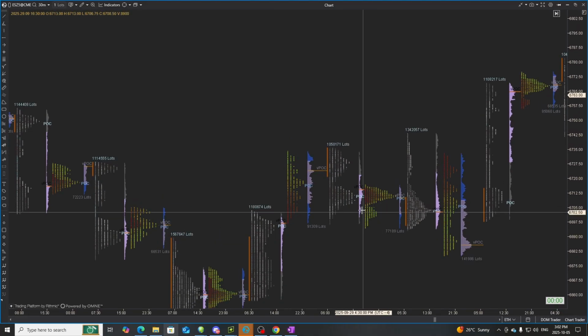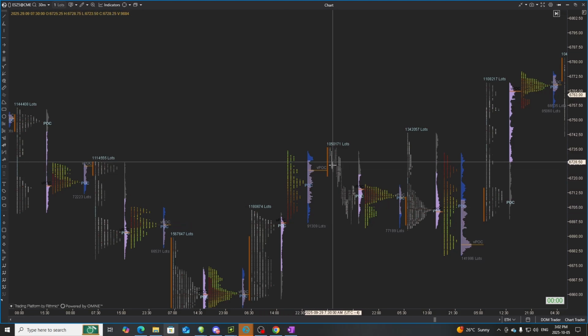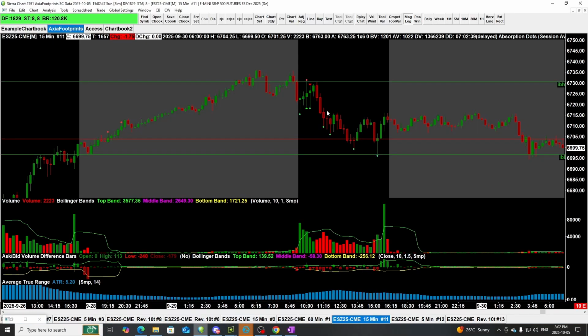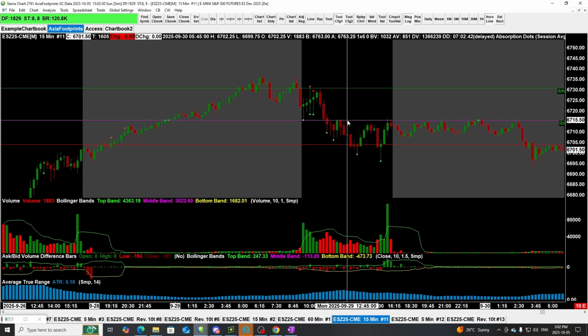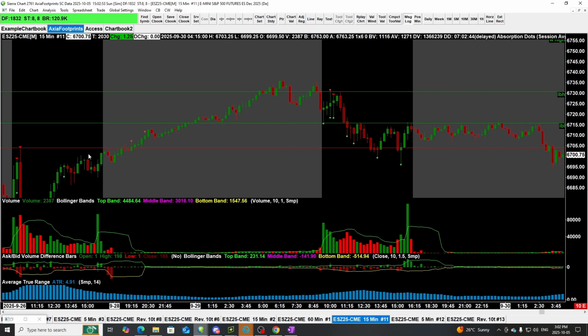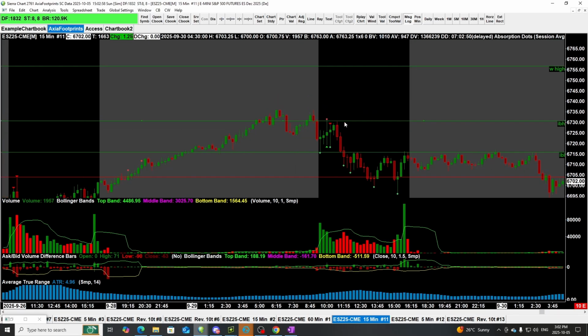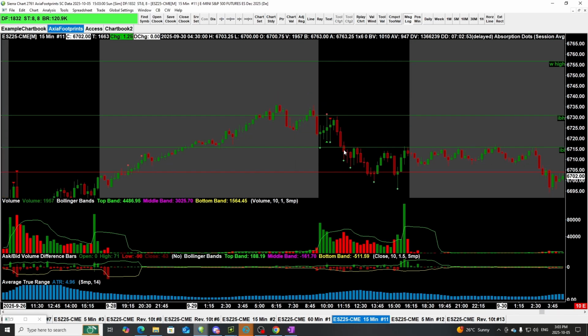On Monday we opened imbalanced, okay, and then we did the break of initial balance to close the gap. Okay, so now let's see 15 minutes chart. This is 15 minutes chart. This is previous day high, this red line, and this initial balance high, and this initial balance low.